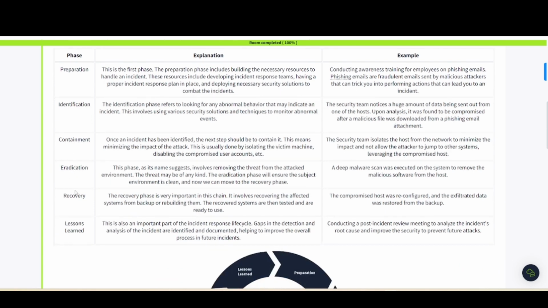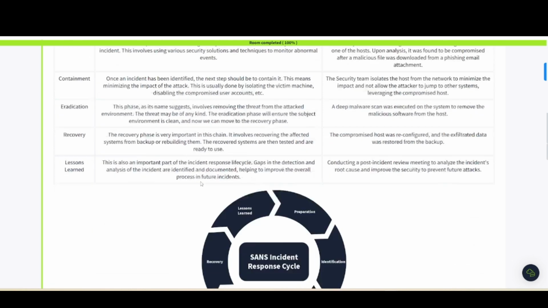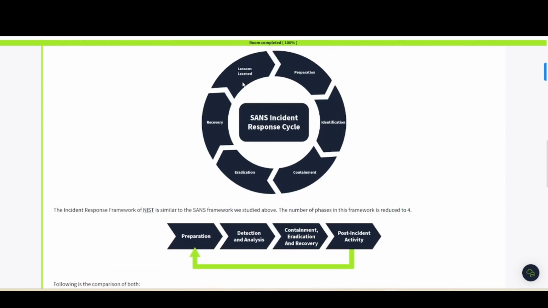You got containment, eradication, recovery, lessons learned. So be sure to pause the video and thoroughly read through this table here to understand the steps and different phases of the SANS incident response framework. Because you may come across this in your career. If you're going to work on the blue team, you might be doing some incident response stuff or working in the SOC or something like that. Or you may be asked this in an interview question to walk through the process of responding to X incident or whatever. All right, so here is a graphic of what they're talking about here.